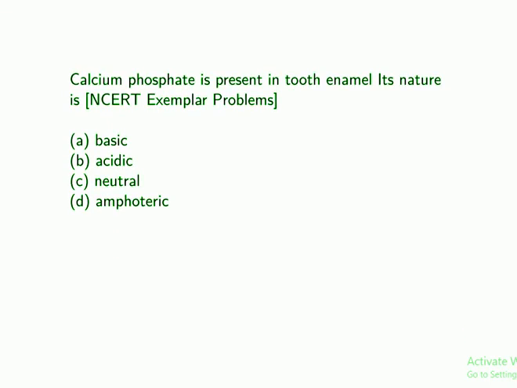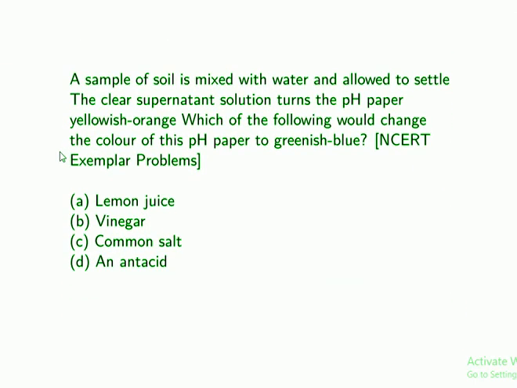So next question. Calcium phosphate is present in tooth enamel. Its nature is what? So we know that the enamel, that is nothing but the outer covering of the tooth, is made up of calcium phosphate. And what is the nature of this? It is basic in nature. So answer is A.